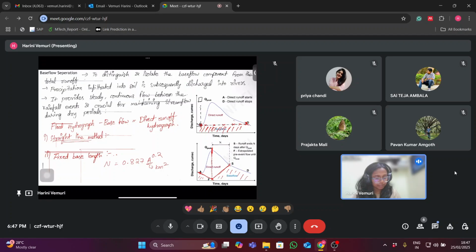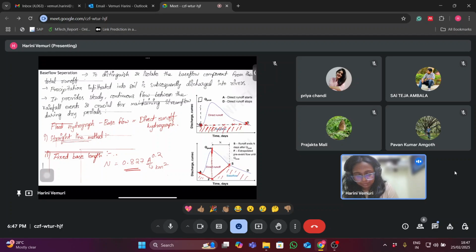N, using this formula, which is a function of catchment area, and we will identify point S. And from F we will draw a straight line to S. So the area below this curve AFS will give us the base flow volume, and above it will be the direct runoff component.